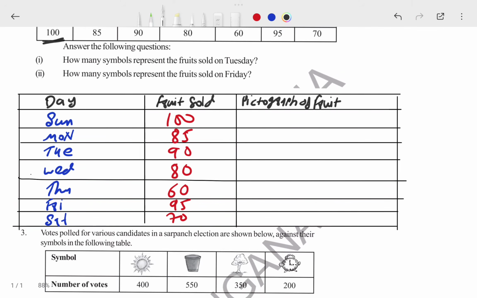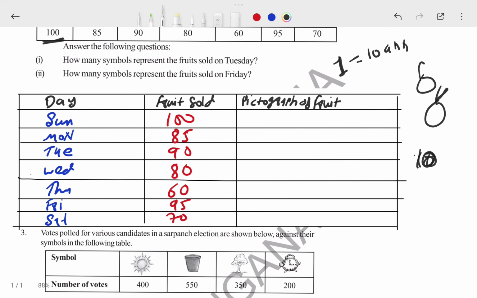So will you make 100 pictures of the apple? Are you able to create 100 apple pictures? No, we cannot create 100 apple pictures. So we have to choose one proper number, one particular number which we can create. So here what can we choose? Not 100, we can choose 10. So it means that one picture is equal to 10 apples.